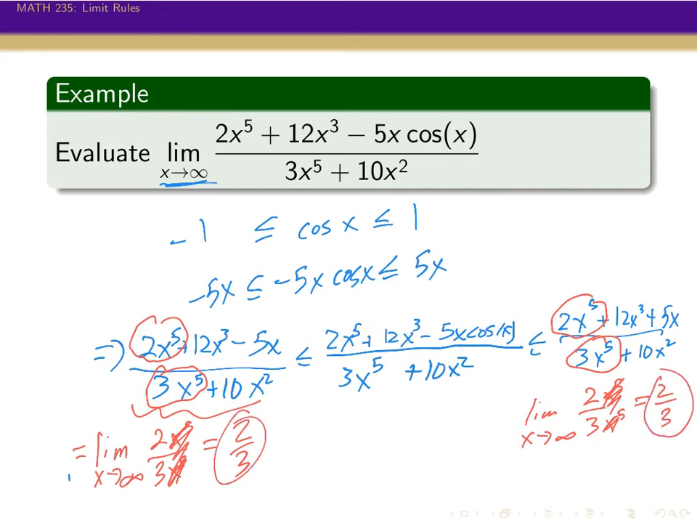So we can apply the squeeze theorem for these limits as x goes to infinity, same as we could do for other limits. And so the left goes to 2/3, the right goes to 2/3, and so that means that the middle goes to 2/3 as well. And so our answer is 2/3.